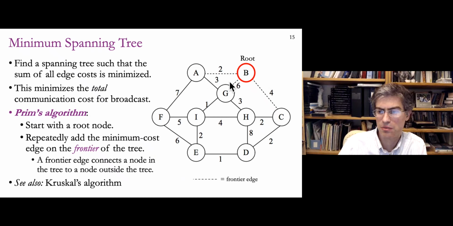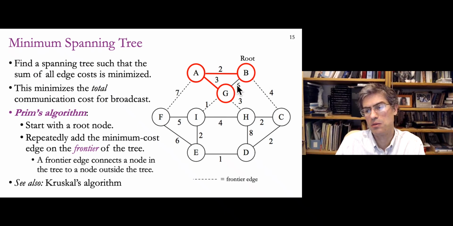And after doing that choice, the next iteration of the loop now has an expanded frontier. So you have to update your data structure that represents these frontier edges. And now again, you pick the lowest cost one, which is what? It's a three. And that expands the frontier. Notice it also eliminates part of the frontier. The six edge is no longer on the frontier because now it becomes between two tree nodes.